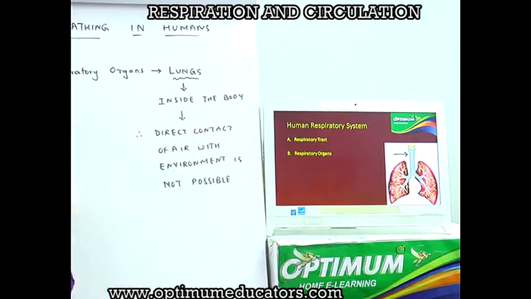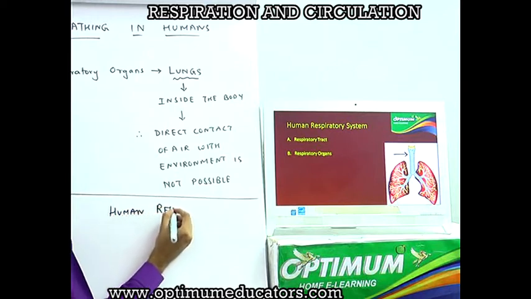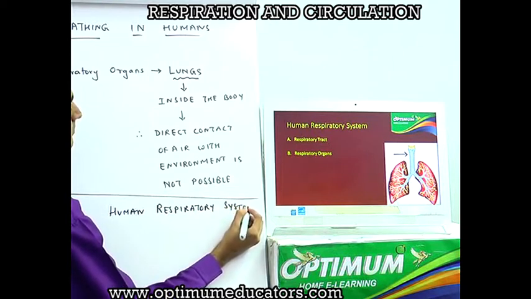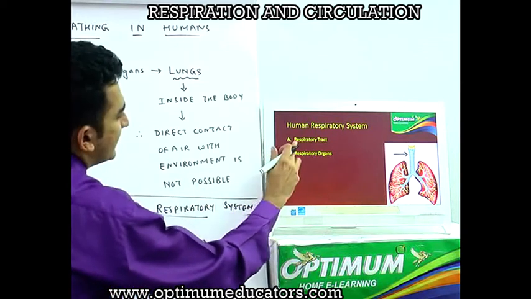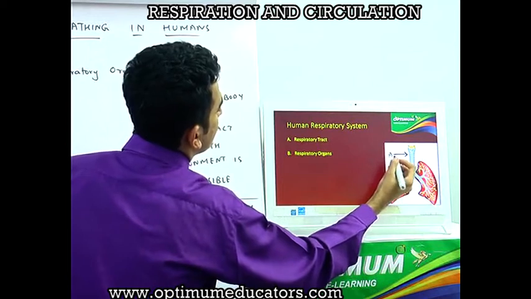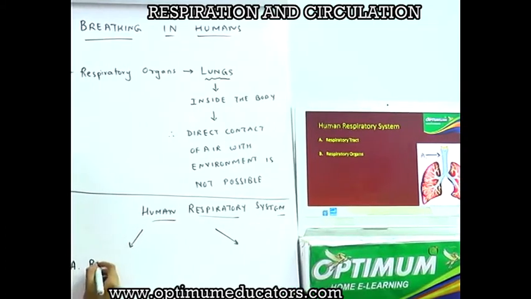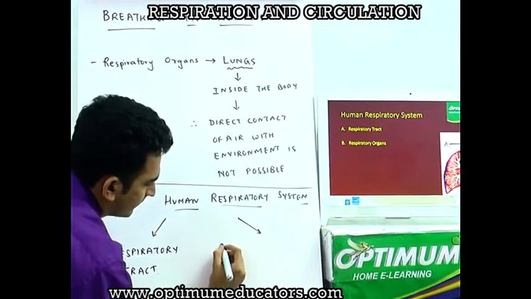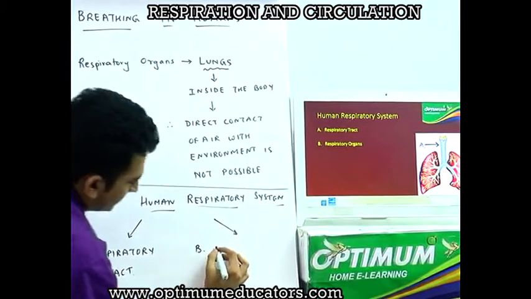And therefore, the human respiratory system is divided into two parts. There you see the first part is the respiratory tract. And the second part are the actual lungs, which are the respiratory organs.